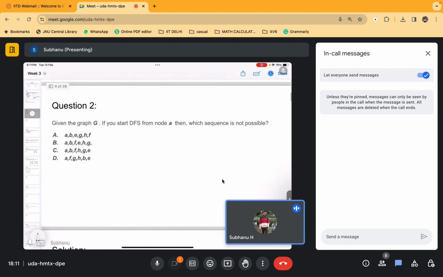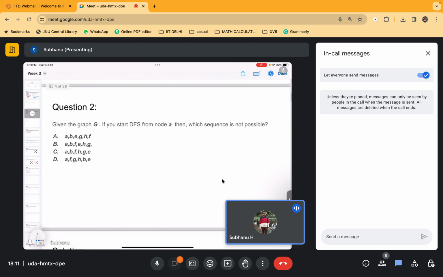So this is our second question today. Given the graph G, if you start DFS from node A, then which sequence is not possible? This is for DFS. So I will give you the graph now.